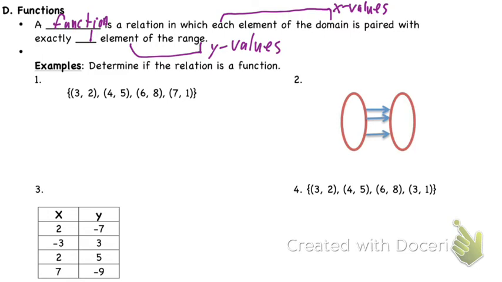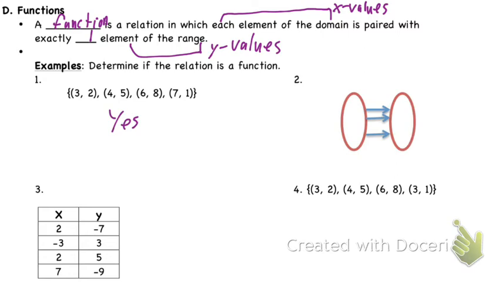Okay, all right. So we're going to determine if these relations are functions. If a relation is a function, each x goes to exactly one y. The vending machine is going to work properly. So in this relation, we have the x's 3, 4, 6, and 7. Do we see any of these x's going to multiple y's? No, we don't see it. So yes, it is a function.